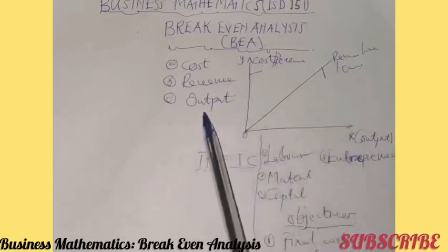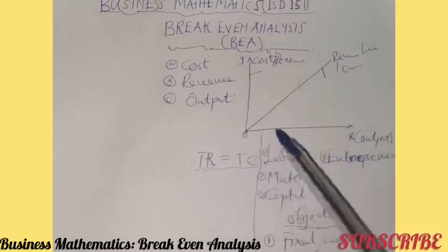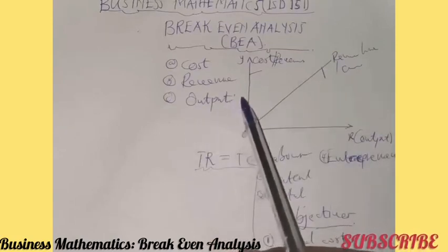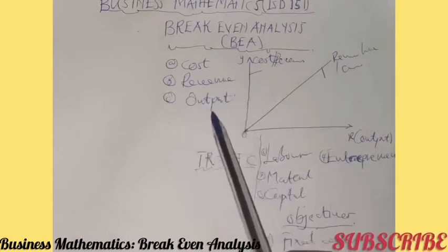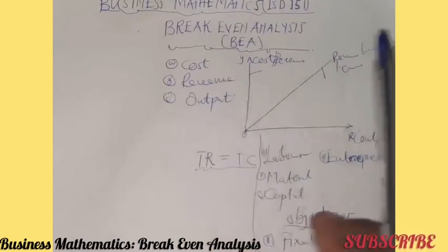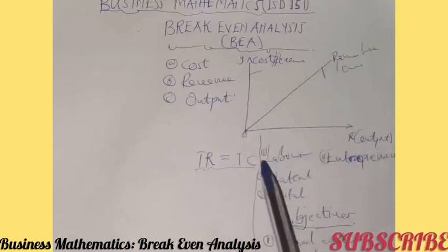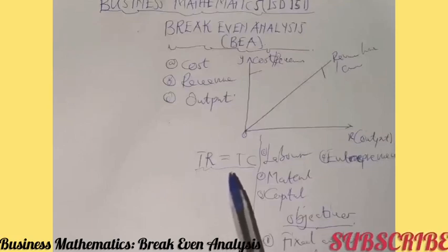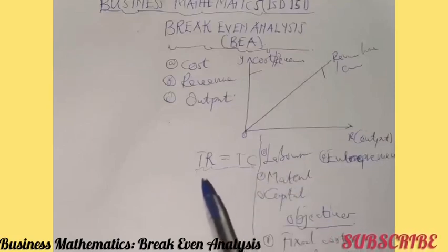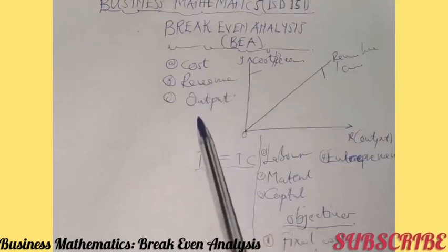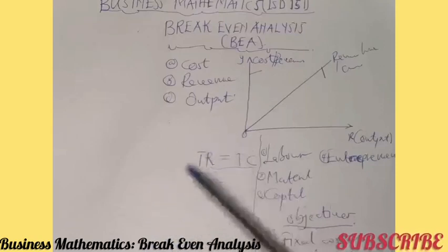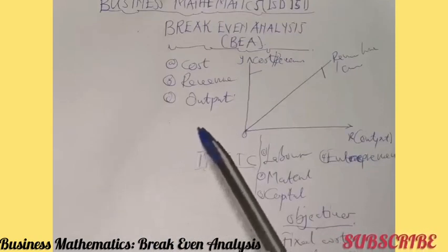Then output. Based on the example I gave, the 100 that we sold is basically the output. I hope that is clear. We are talking about the number of units to be produced or sold. That is output. So all these things relate to break-even analysis. In break-even analysis, we are dealing with cost, revenue, and output, where cost, revenue, and output are in relation and influence or interplay with one another.